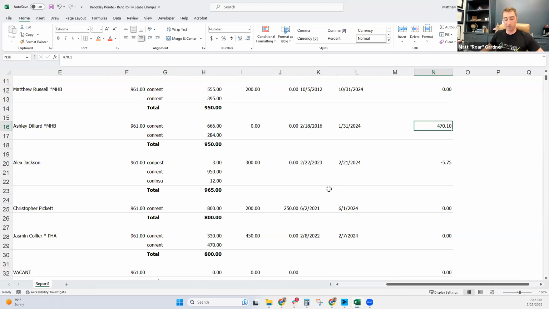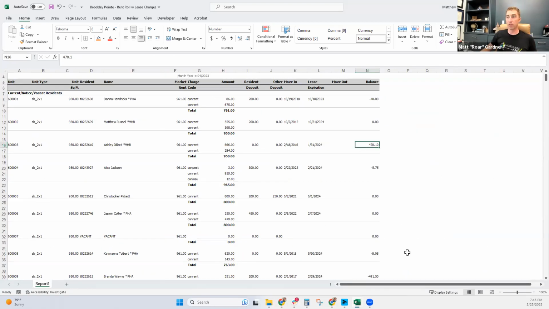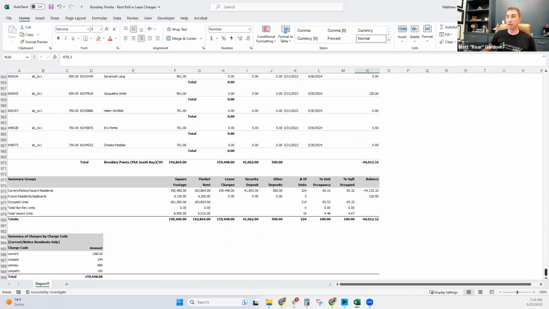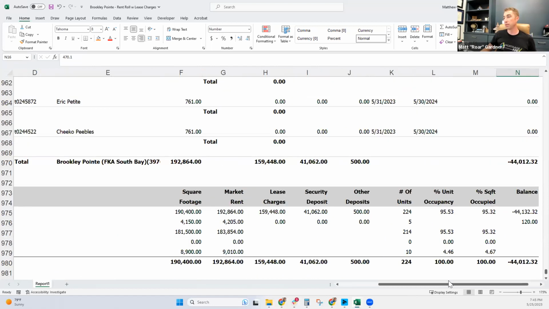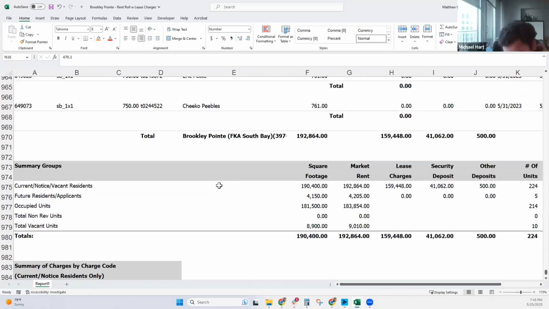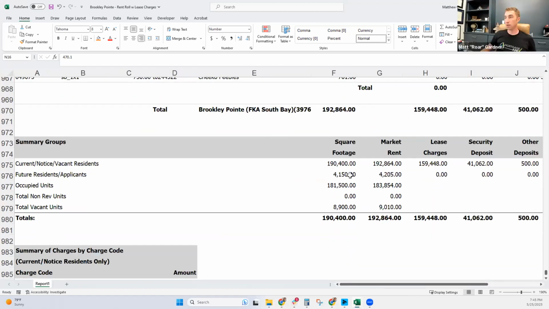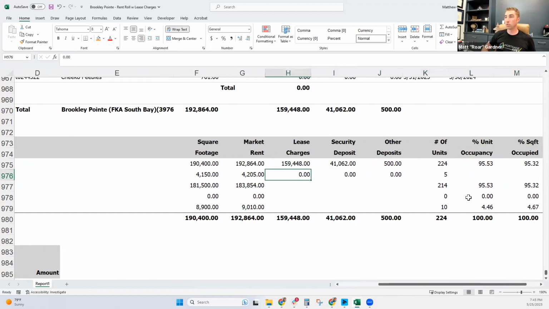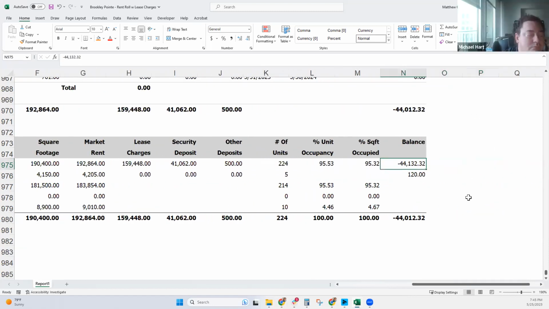And so what I'll do often, I'll take a summary, just kind of like I did the other one. I'll zoom out, I'll go to the end, and I'll start to mash out the data. So here in the rent roll piece, they'll have a summary of the data here. Square footage, I don't really care about. You can see total lease charges. This is actually actual money made, total actual security deposits. And then you got the total balance.